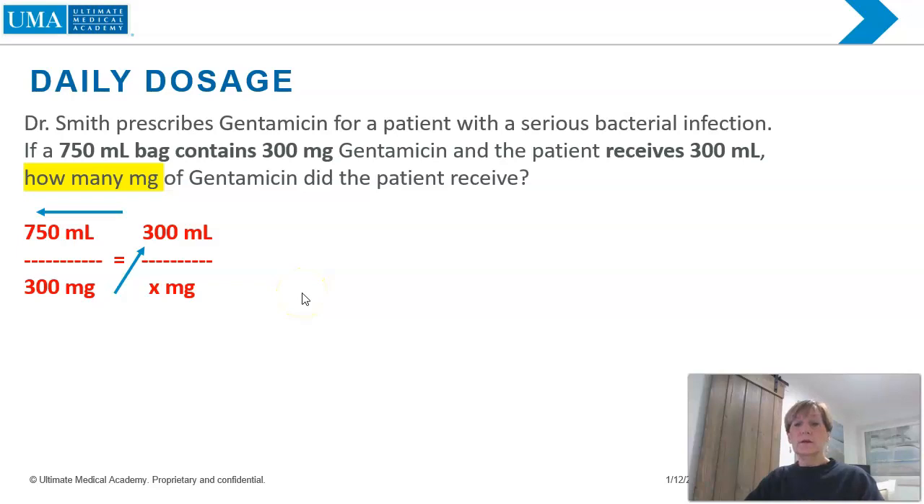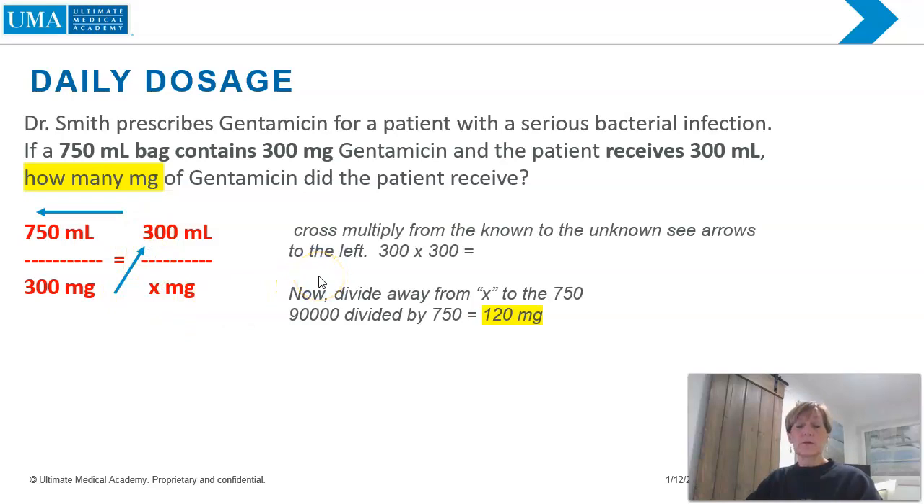So here we have another one, that this patient, if a 750 milliliter bag contains 300 milligrams of gentamicin and the patient's receiving 300 milliliters, they want to know in this case how many milligrams of gentamicin did the patient receive. So here again, I put my known on the left and my unknown on the right. Okay, so we have 750 milliliters over 300, and we have the 300 over x. So do our cross multiply divide. So you have your 300 times 300 divided by 750, and you'll come up with, did you get the right answer on your calculator? Very good. So if you did, you should have the same answer as I have here on the board. Very good. Proud of everybody.